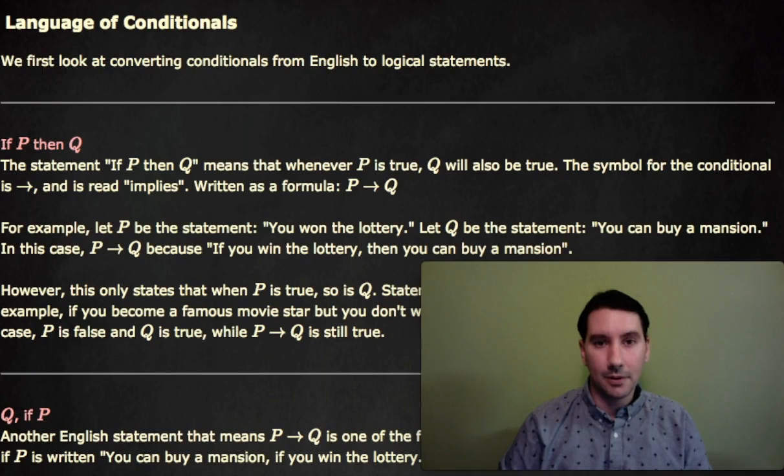Hi everyone, and welcome to this lesson, which is an introduction to conditionals and logical statements. So first we're going to talk about converting conditionals from English to logical statements and back.